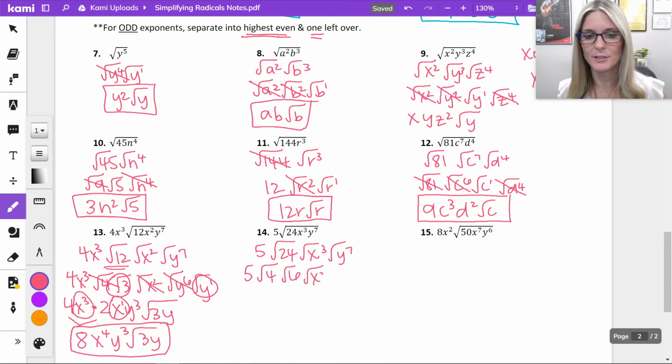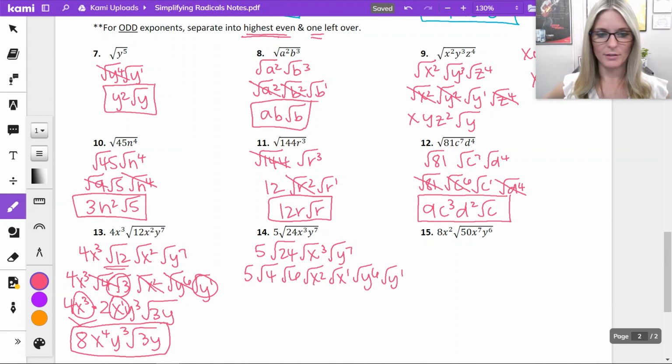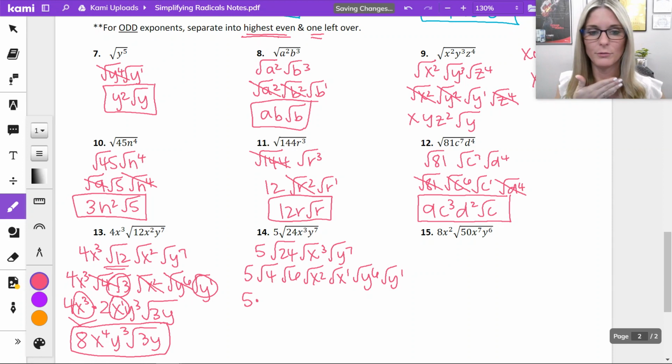Let's break that up into an x squared and an x. 1 x left over. Y to the 7th, y to the 6th, and 1 y left over. All right, let's see what we can do here. The 5 is outside, in front, chilling. It's going to get multiplied with whoever we pull out. Square root of 4 is 2. 6 is going to have to stay.